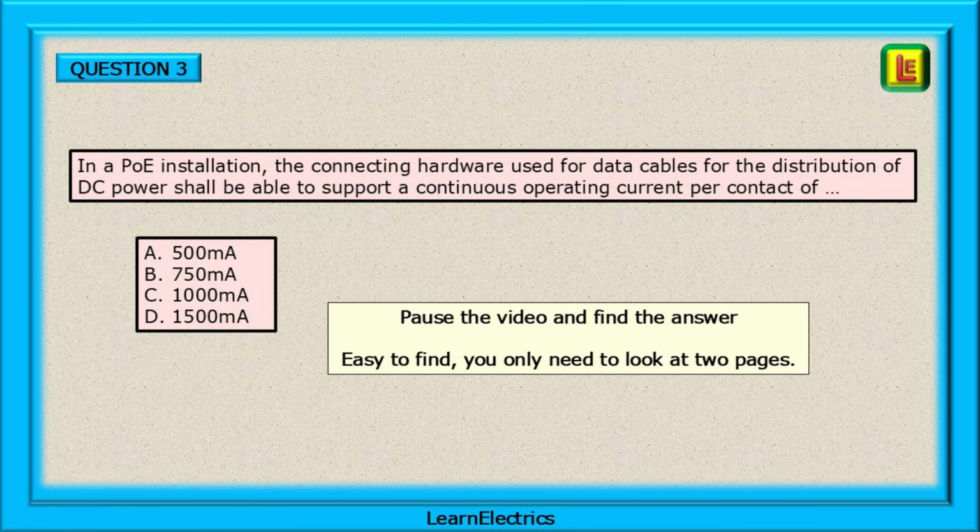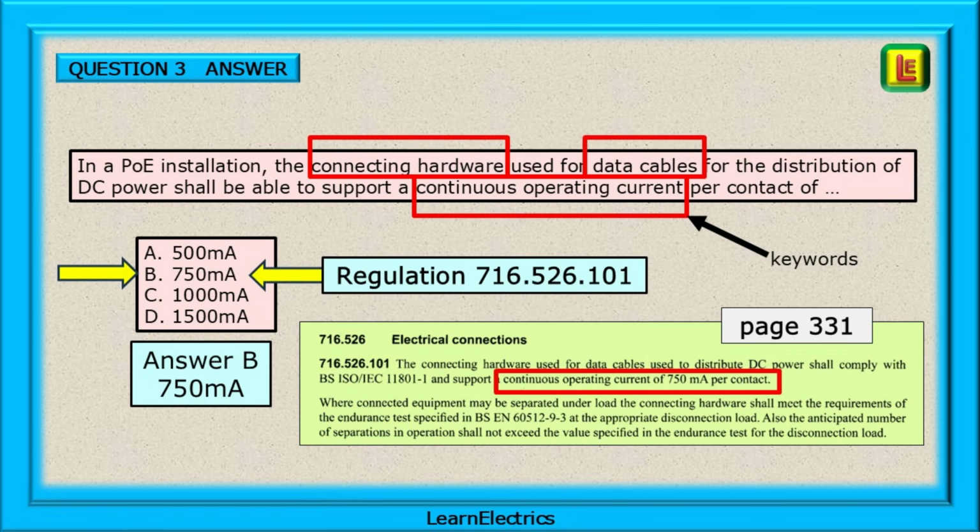All the questions in the Power over Ethernet section should be easy to find, as you only need to look at 2 pages. Finding the keywords will help. They are shown in the red boxes. Looking at Regulation 716.526.101 on page 331 gives us our answer. A continuous operating current of 750 milliamps per contact, and answer B is the correct choice.